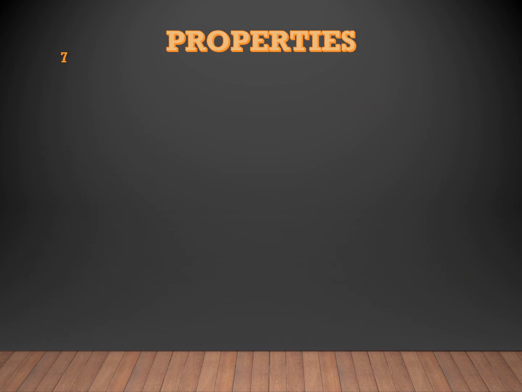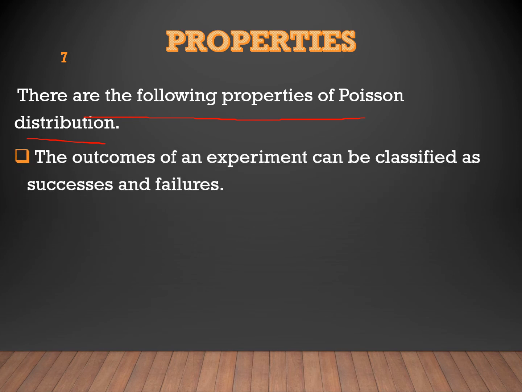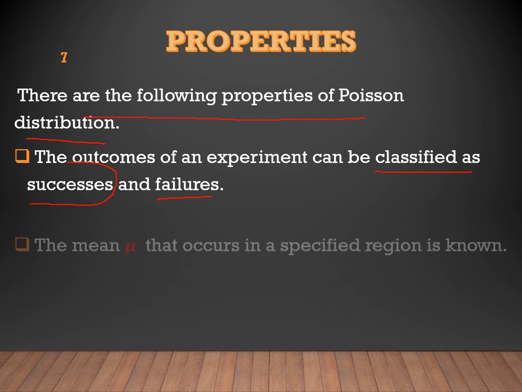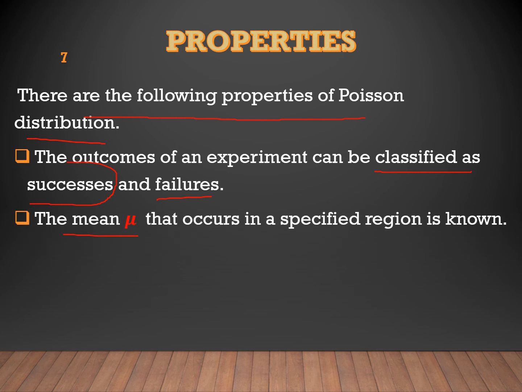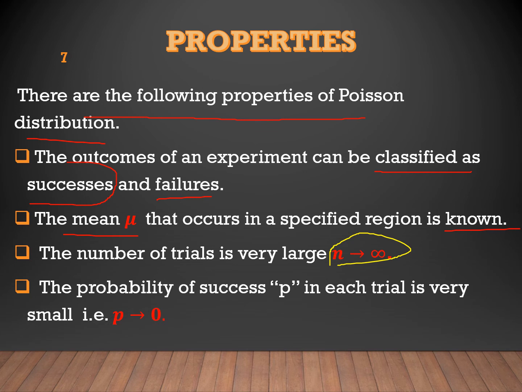Properties of the Poisson distribution. There are the following properties of Poisson distribution. The outcomes of an experiment can be classified as successes and failures. The mean mu that occurs in a specified region is known. The number of trials is very large and goes to infinity. The probability of success p in each trial is very small, that is p goes to 0.